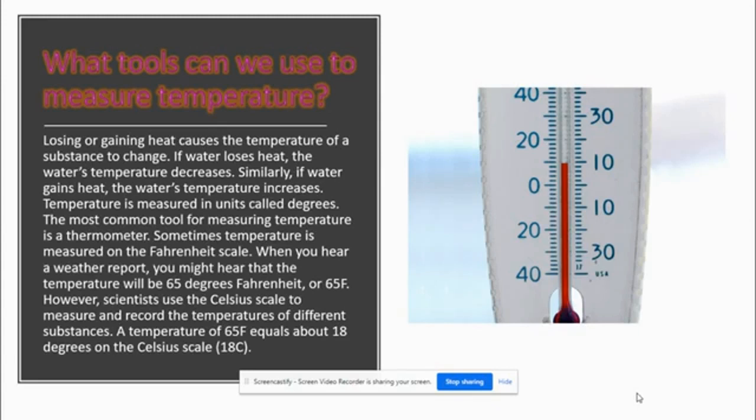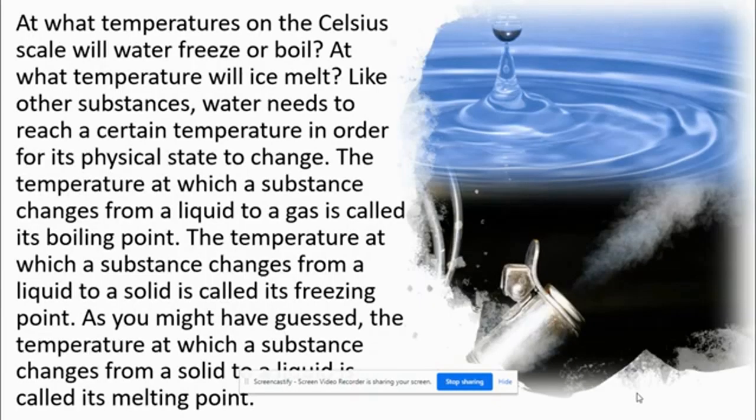Now, the reason that the Celsius scale is used on a scientific basis is because it's based off of a freezing temperature of 0 and a boiling temperature of 100. So it's a much easier scale to recognize where the level of energy is of the water or whatever it is that you're measuring. So that's why Celsius is more readily used in the scientific world than the Fahrenheit scale.